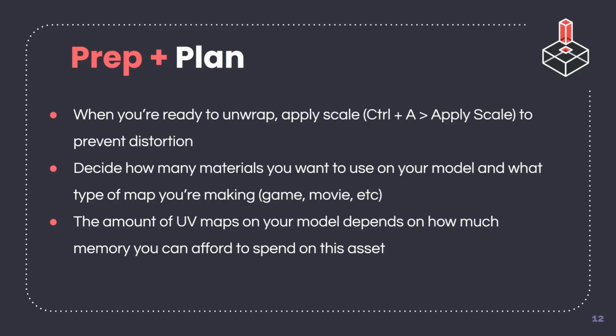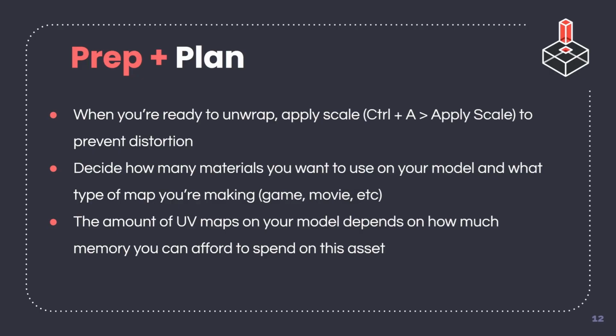of map you're making. So is this for a game or for a movie or for something else entirely, a personal project? If it's for a movie, you might have a very large budget with the amount of memory that your character and then its UV maps can take up. So you could have plenty of texture maps. You could have a bunch of textures that are specifically applying detail to just the decorations on the character's outfit, and then one for the face, and then one for the body.